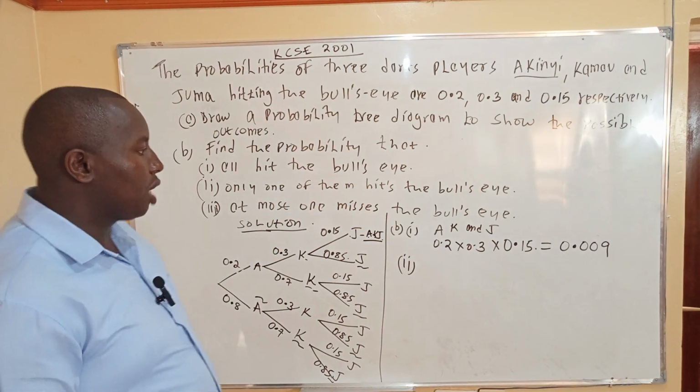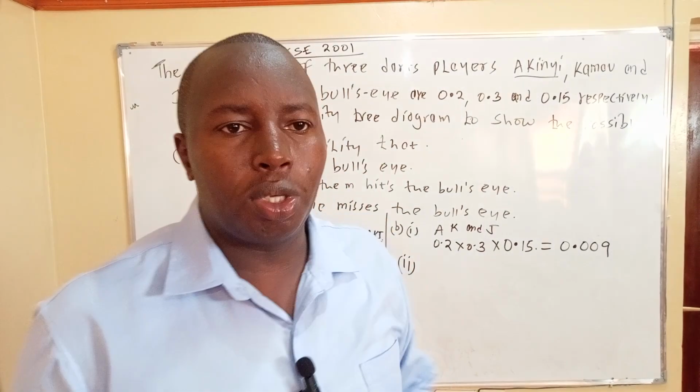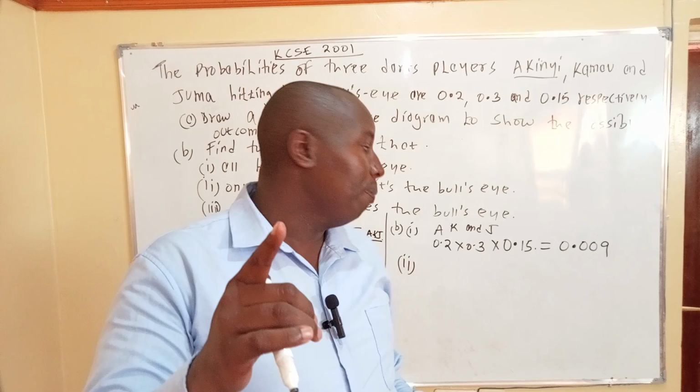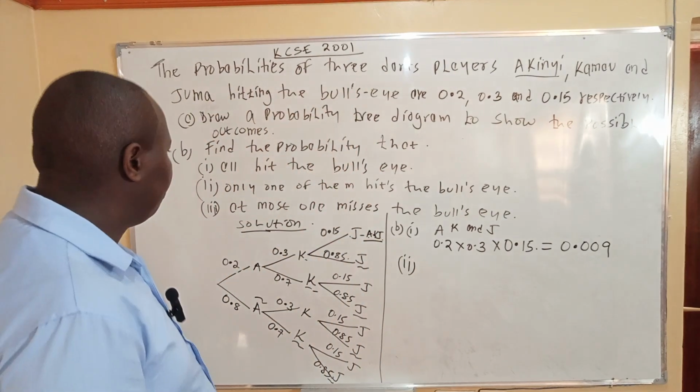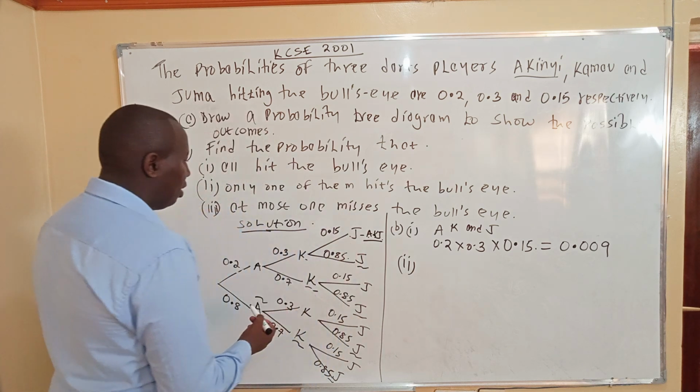Only one of them hits the bull's eye. Therefore, meaning two of them will miss. Let's see the branches.